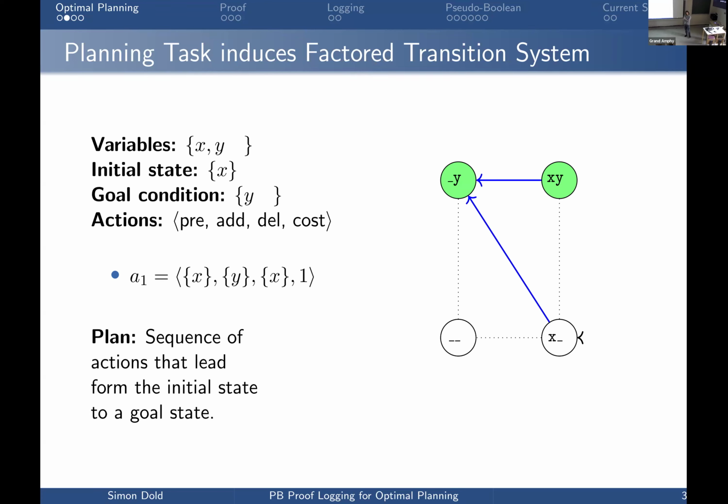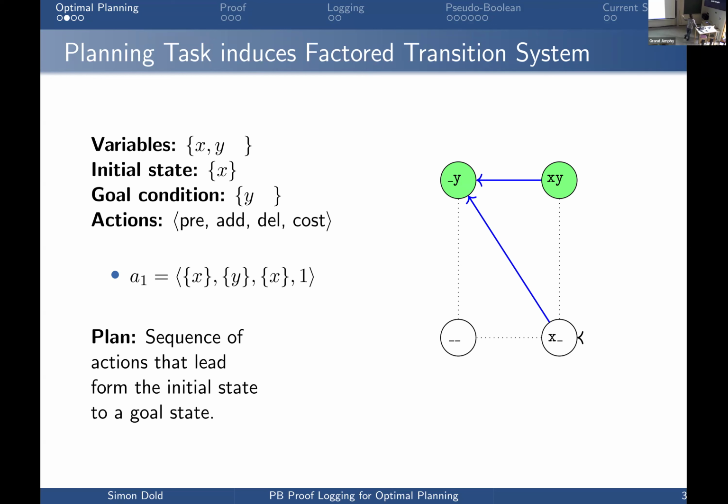It also has a delete effect, which is similar, saying from the state to the successor state, which variables I would lose on applying these actions. And they also have a cost. How much resources would I need to apply this action? And all of them together, they build a factored transition system. And a plan would be a sequence in this transition system from the initial state to one of the states that fulfill the goal condition.